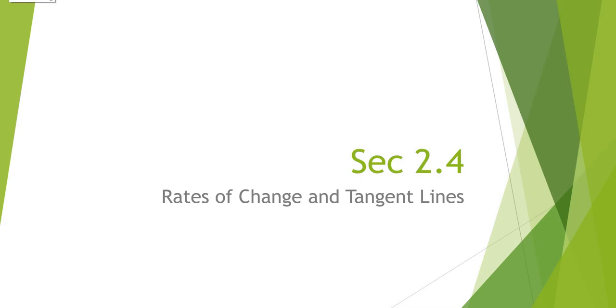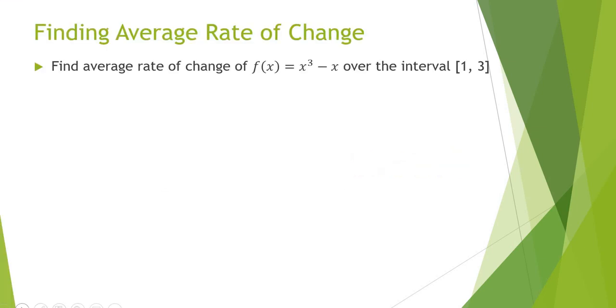Okay, section 2.4 is rates of change and tangent lines. So finding the average rate of change of this function over the interval 1 to 3. First, let's just draw a quick little sketch of this function.